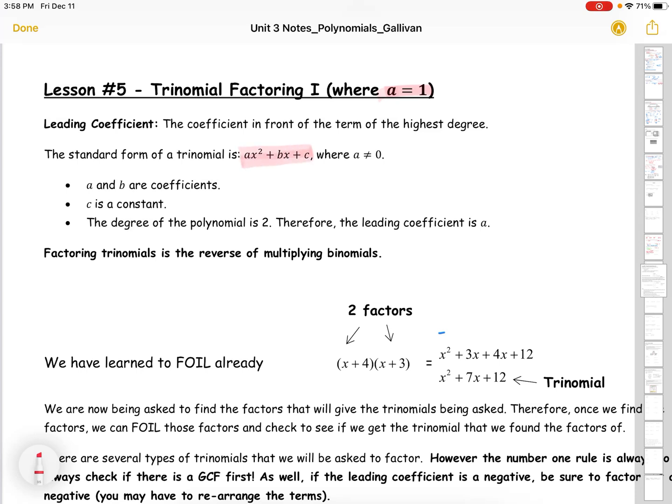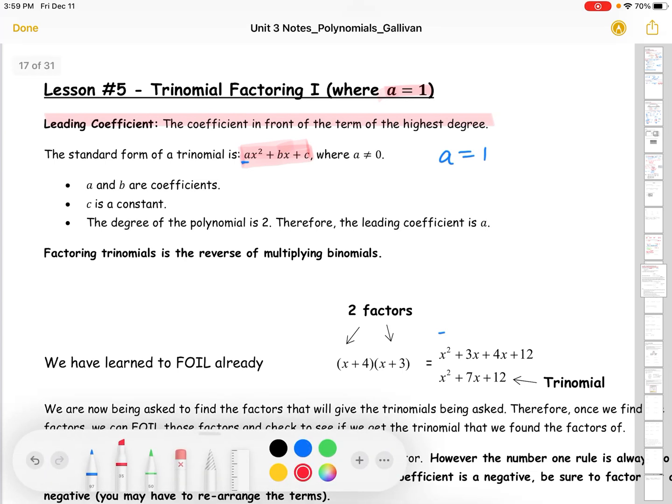We're looking at the trinomial in the form ax squared plus bx plus c. So it's a very specific kind of trinomial, in that the leading coefficient is in front of the highest term. What we're talking about for these ones are where that leading coefficient a equals 1. So it's no number other than 1.